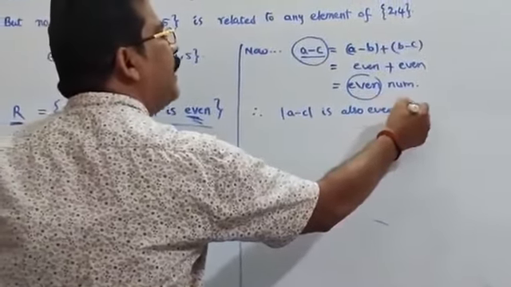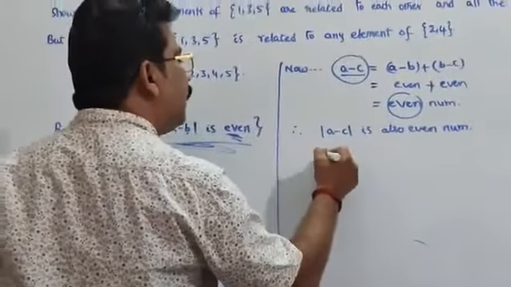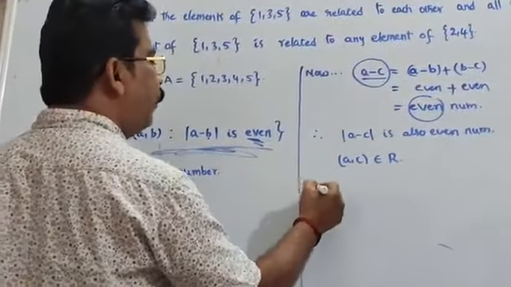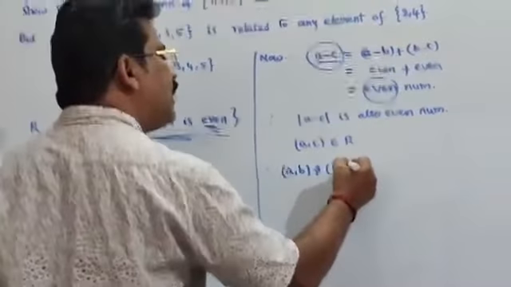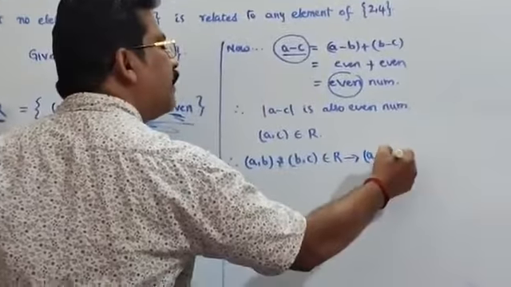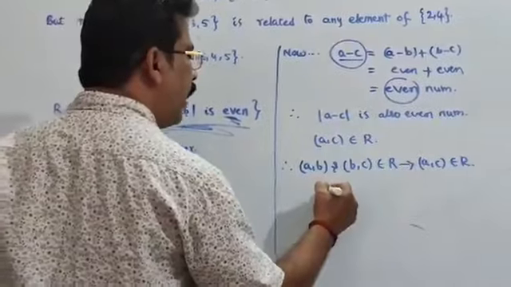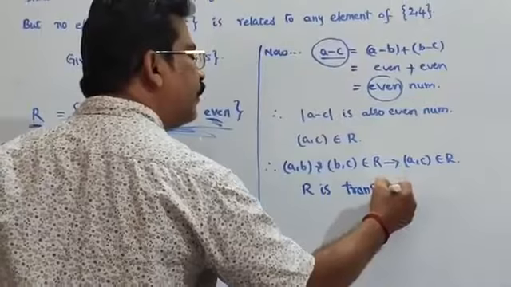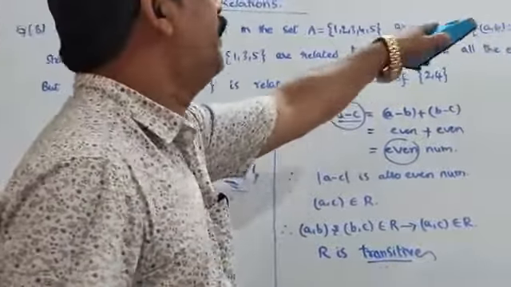According to the given hypothesis, the ordered pair (A, C) also belongs to capital R. Therefore, if (A, B) and (B, C) belong to capital R, then the ordered pair (A, C) also belongs to capital R. It leads to R is transitive. So one part is over.